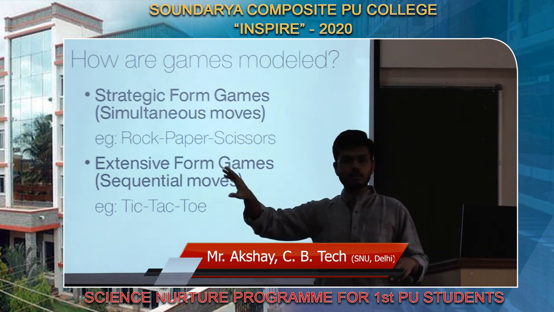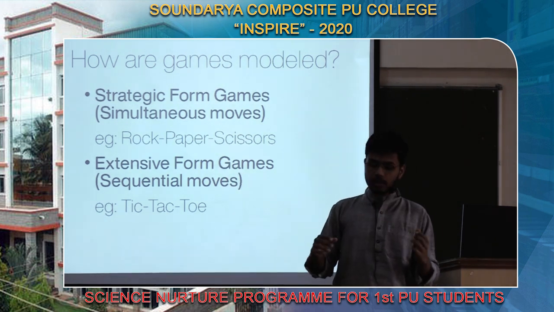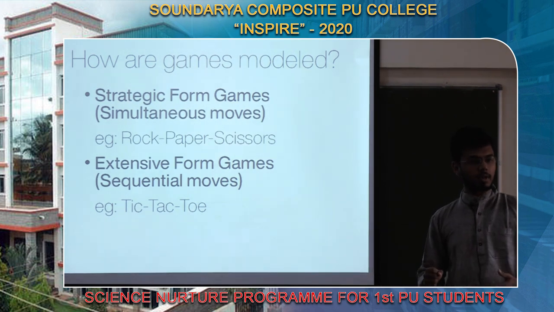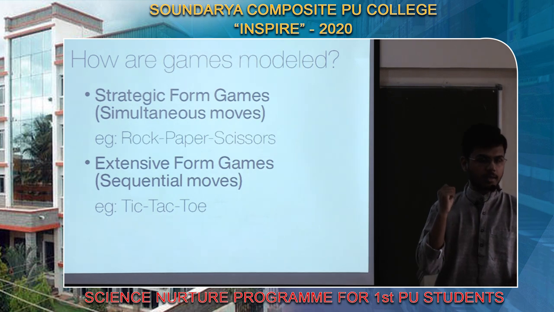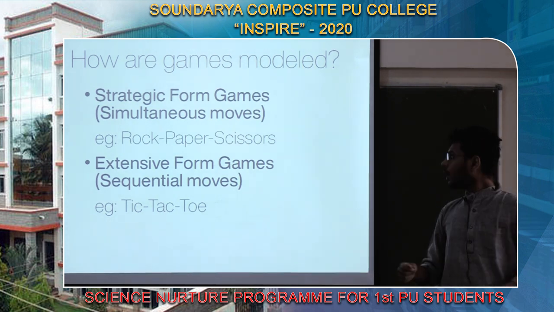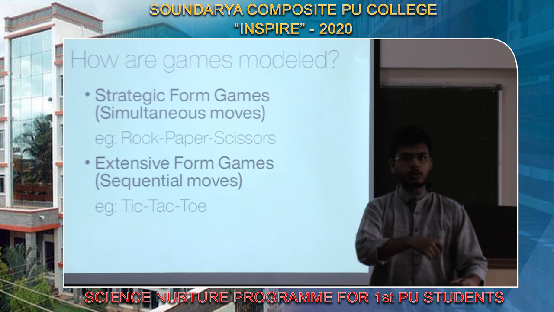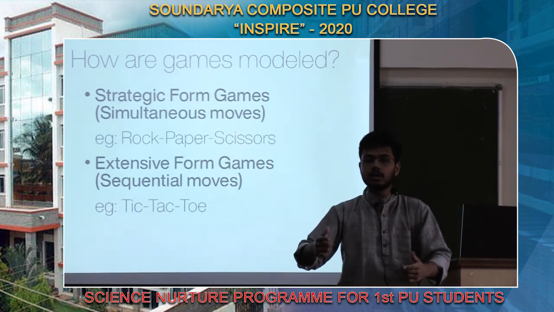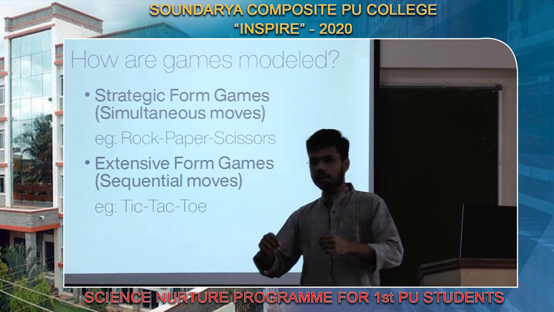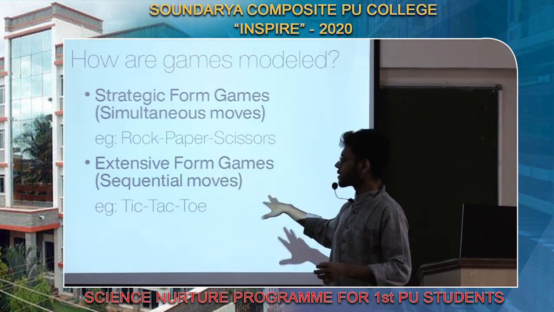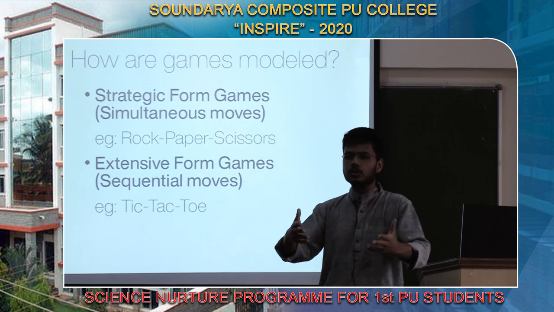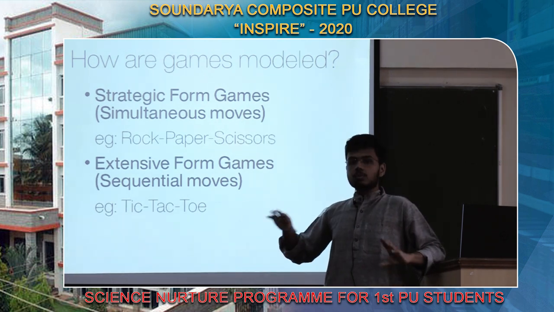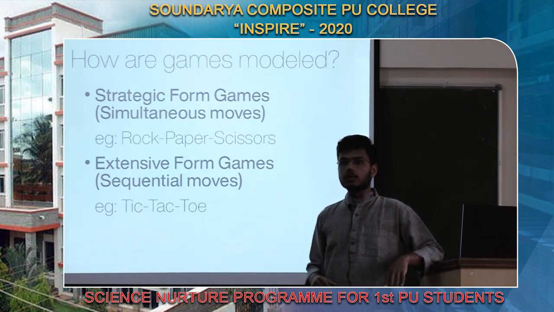So one model of a game is where each player moves simultaneously, like rock, paper, scissors. If Akshay and I are playing, we both move at the same instant in time. Okay? But if we are playing chess, we move sequentially. I play first and he plays next and then I play. It goes on and on and on. So whenever we have sequential game playing, we model it using extensive form. It's one of the ways how you can model. There are a lot of other models, but we take a look at these in depth, right?